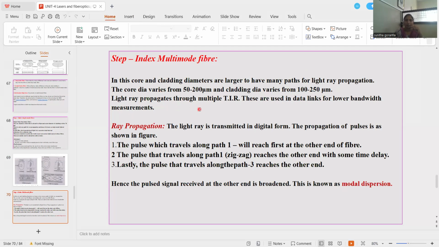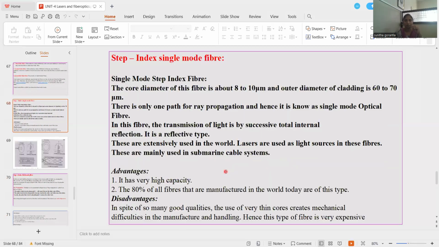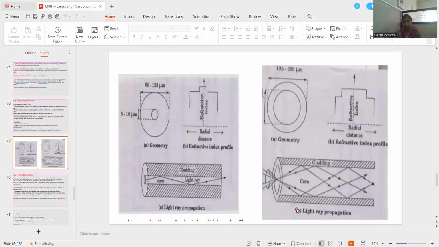The light ray propagates through multiple total internal reflections. These are used in data links for lower bandwidth measurements. You can now see the diagram. Refractive index profile for the step index multimode optical fiber. So here, see this, the core diameter is very large compared to the single mode, that is 50 to 60 micrometer, and the cladding is 25 to 300 micrometer. And this is a cross-sectional view of the multimode step index optical fiber.